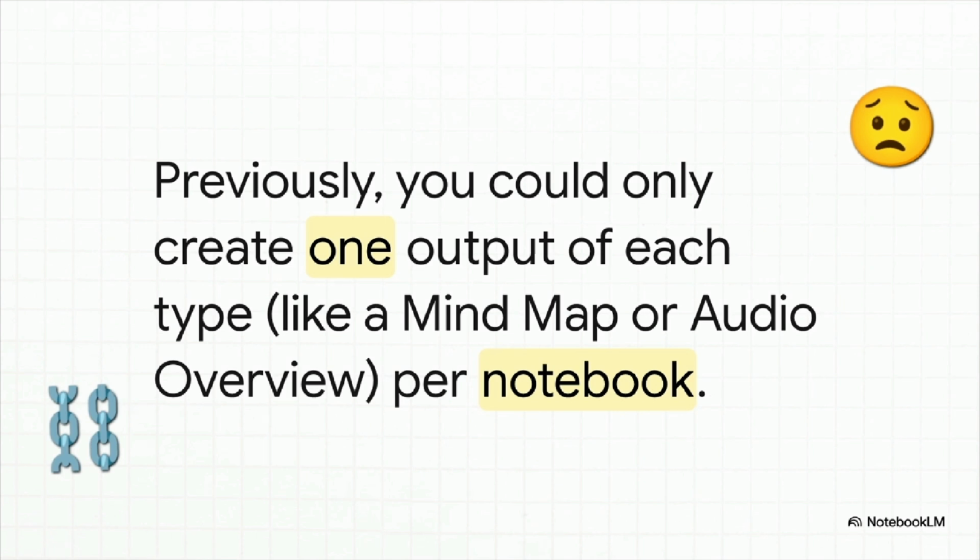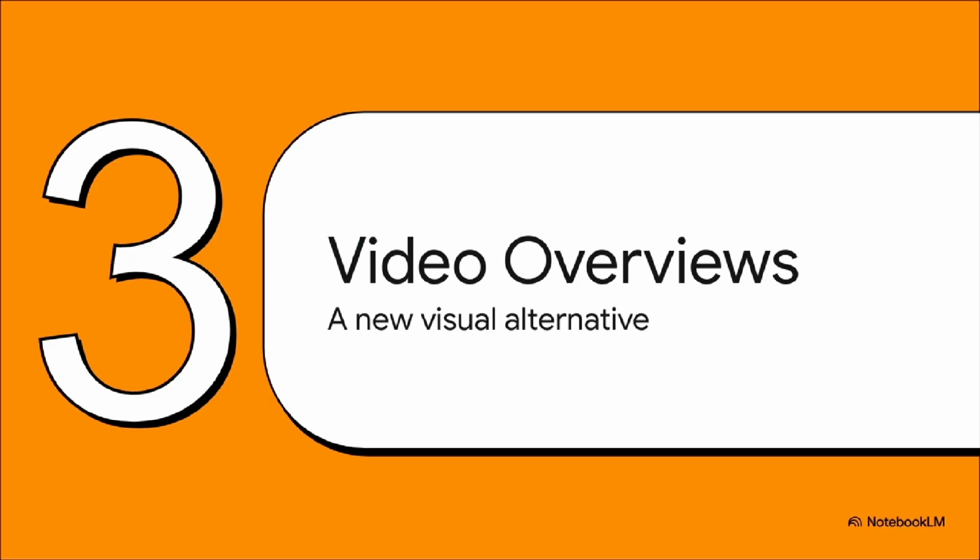For every project, they call it a notebook, you could only create one of each of those special outputs. So one mind map, one audio overview. That's it. It was great, for sure, but it wasn't exactly flexible. If you wanted to look at your info from a different angle or make a summary for a totally different audience, well, you were kind of stuck. Well, that all changes now. The first, and this is a big one, is the brand new Video Overviews feature.